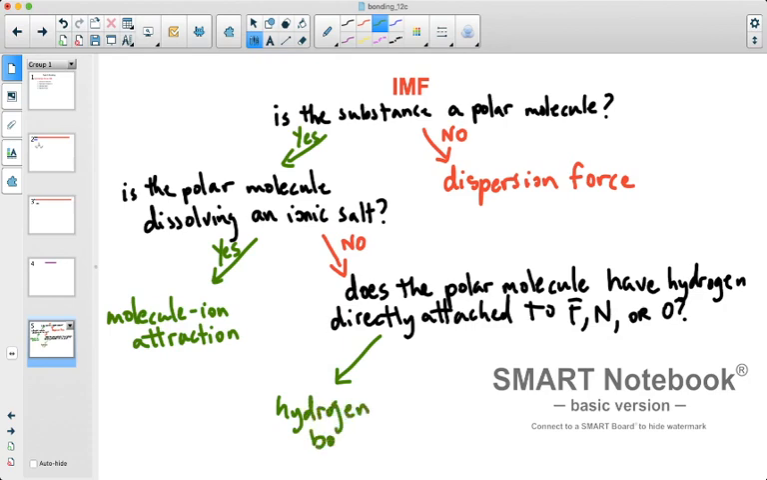That's what defines a hydrogen bond, to have one of those highly electronegative elements directly attached to a hydrogen. And then finally, when I answer no to this question, then my only possible intermolecular force that I can deal with happens to be dipole-dipole interactions. Dipole-dipole interactions deal with polar molecules, but not something so specific with hydrogen attached to one of these three electronegative elements.